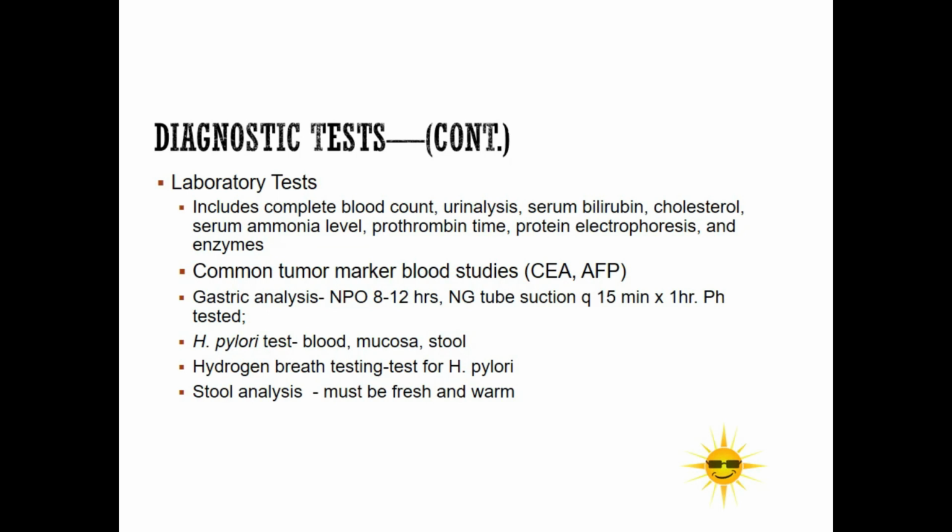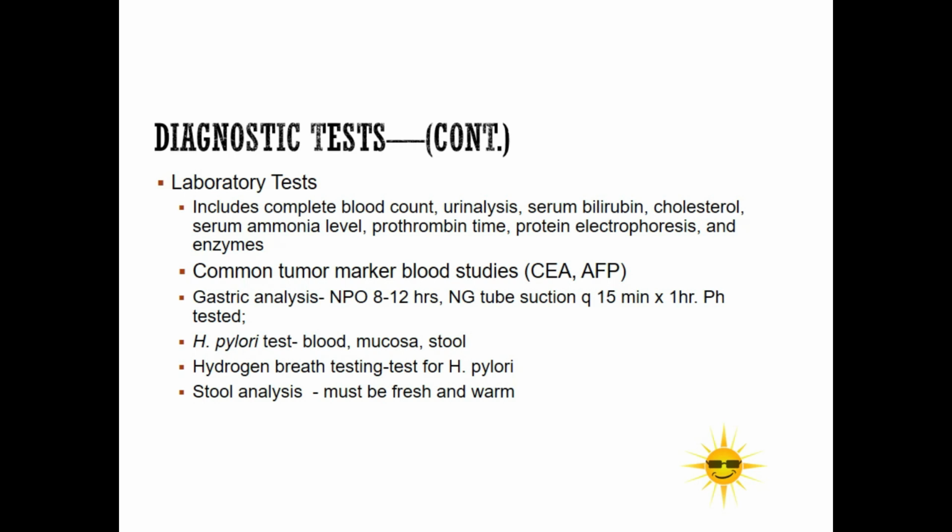The lab tests that are common with GI problems are a CBC, which is general for anything, urinalysis, serum bilirubin, and cholesterol. Ammonia is indicative of liver problems. PT time is also indicative of liver problems. Proteins and other enzymes, CEA and AFP. Make sure you know this one, a CEA and an AFP.